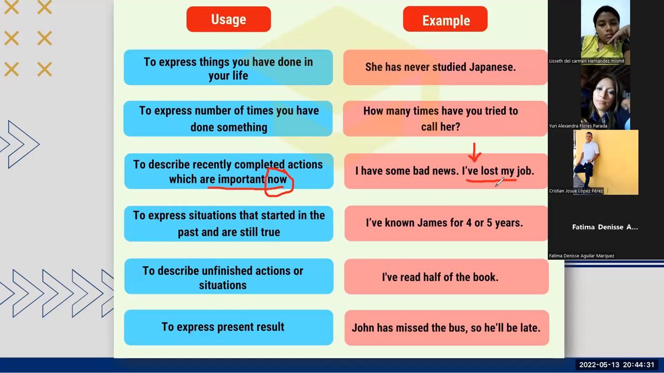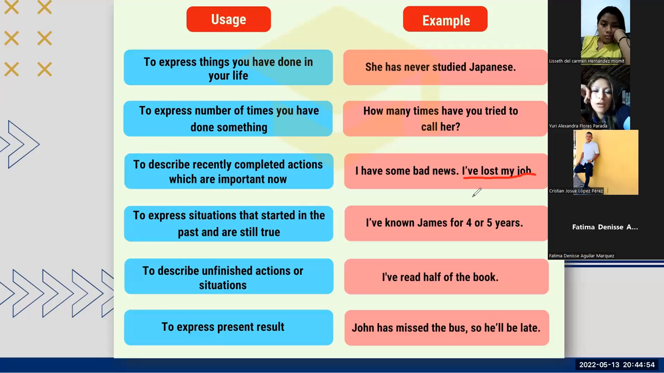Que como yo perdí mi trabajo, guys, eso todavía importa en el presente. ¿Por qué? Porque hay una consecuencia y eso no me va a ayudar en mi presente porque no voy a comer, ¿verdad? No tengo trabajo. Entonces, sí, la acción ya pasó, ¿verdad? Yo entiendo que ya pasó. I've lost my job, ¿ok?